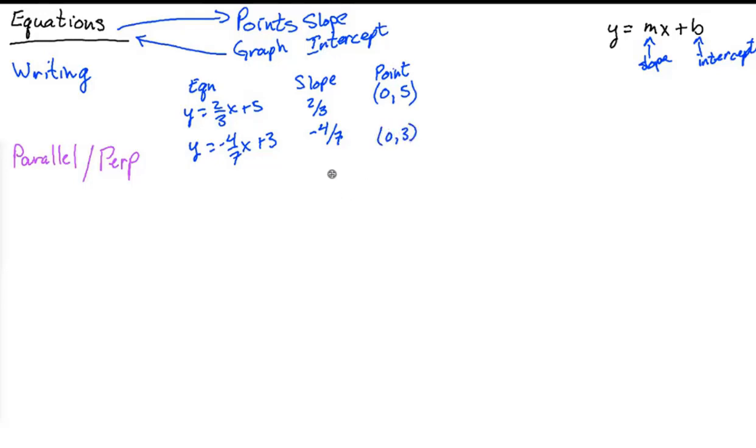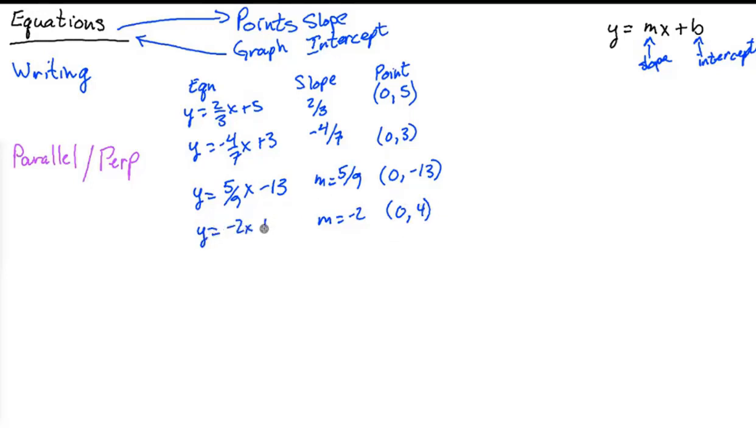That's slick. So what if we know that the slope is 5/9 and it goes through a point, say (0, -13)? Can we go backwards? Well, yes. If we know the slope is 5/9, we know the first part of the equation looks like y equals 5/9 x. And they gave us the y-intercept, so we know that is the b, and it would be -13. Oh, that's slick. Let's try another one. Slope is -2 and has the y-intercept of (0, 4). Can we go backwards on that? Certainly we can. y equals -2x, and then it's plus that number.